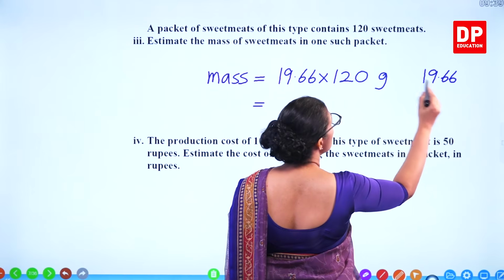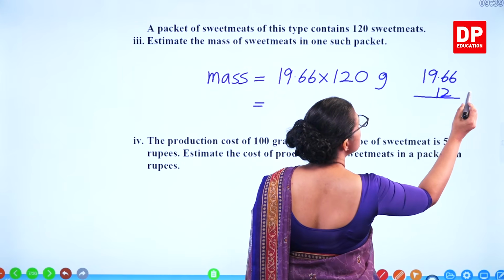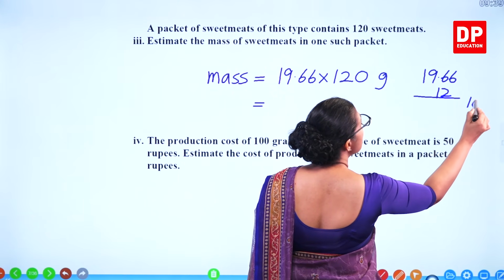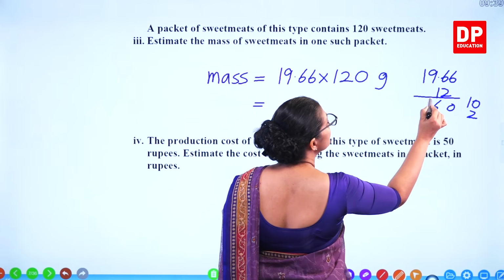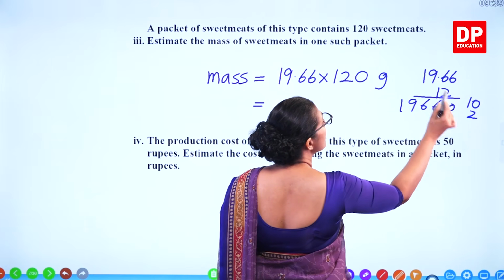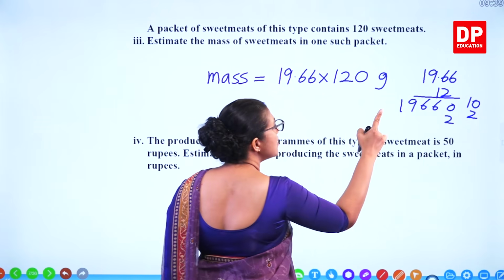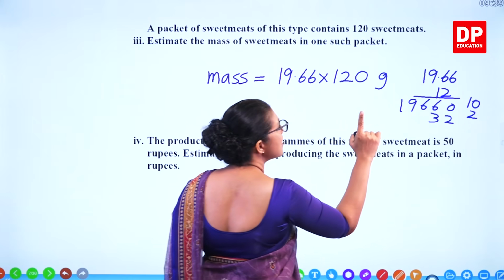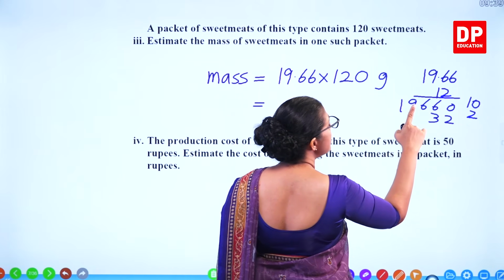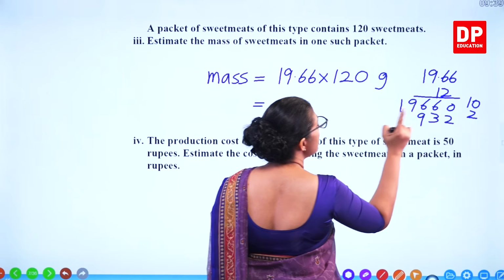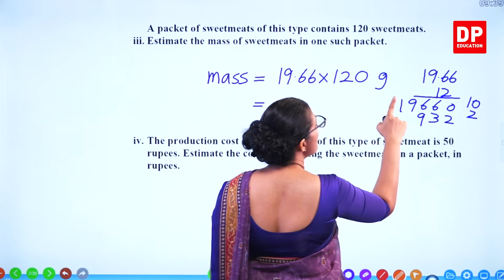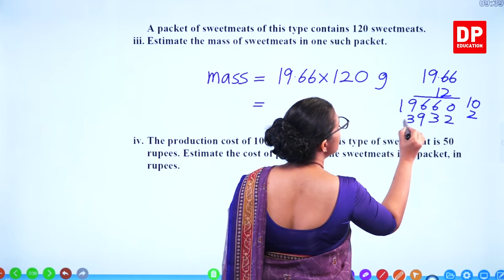19.66 multiplied by 12, and you can put a 0. 2 times 6, 12. 2 times 9, 18, plus 1, 19. And 2 times 1, 2, plus 1, 3.